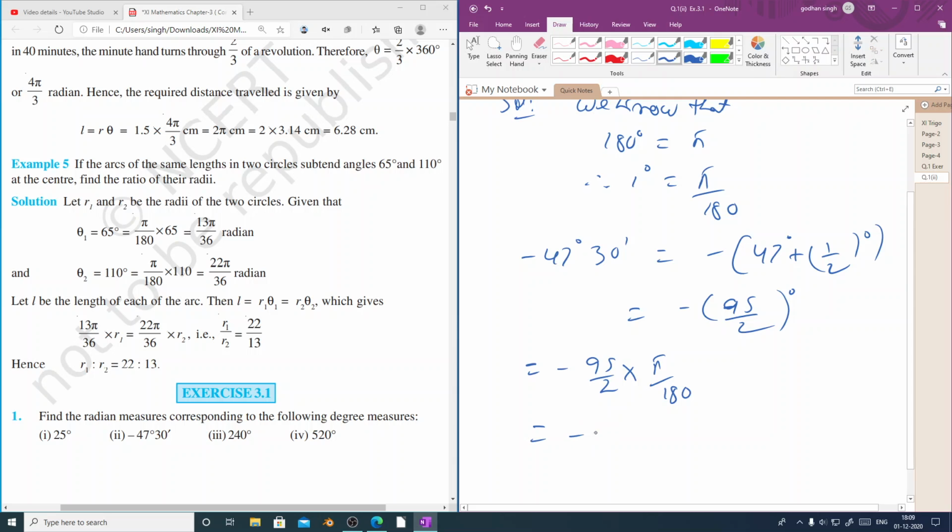So here when you divide this by 5, we'll be getting here 1, and 4 carried over 45, so that will be giving us 9, over 2 into pi, and when we divide 180 by 5, we are getting 36. So this will become minus 19 pi over 72 radians. So this is the answer. Let me write properly. So minus 19 pi over 72 radians. So this is the answer of question number 1, second part.